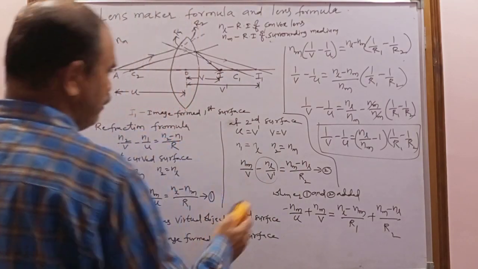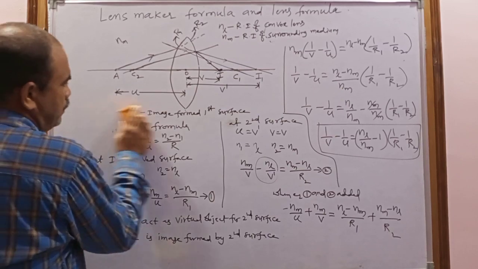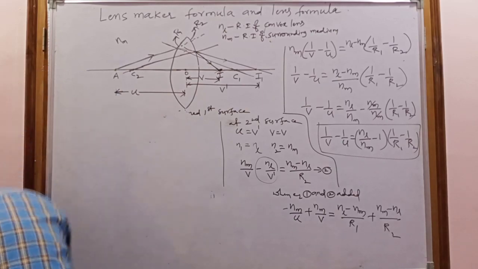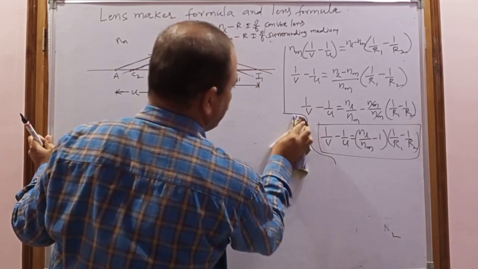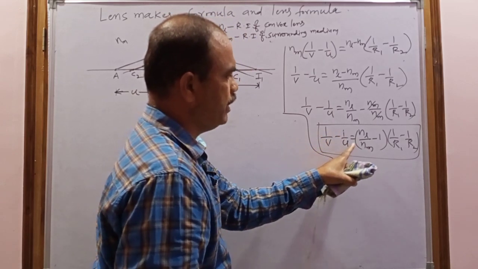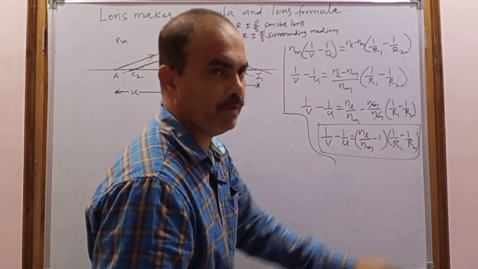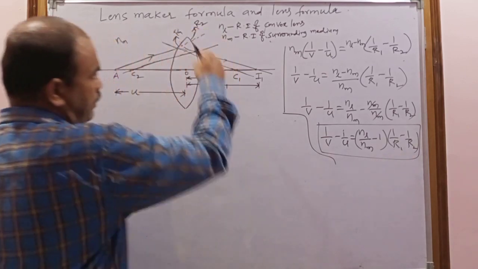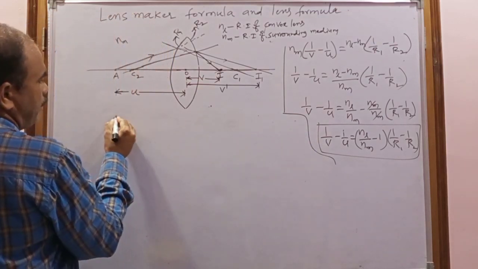Remember. Now from this one I am deriving the lens formula. No, actually this is the lens maker formula. What is the lens maker formula? 1 by v minus 1 by u equals refractive index of the lens by refractive index of the surrounding medium minus 1, of 1 by r1 minus 1 by r2. r1 is nothing but the radius of curvature of the first refracting surface and r2 is the radius of curvature of the second refracting surface. So now imagine in this situation the object is at infinity.